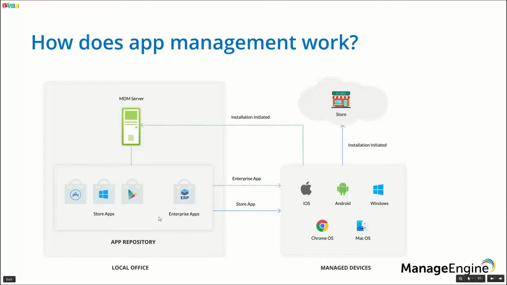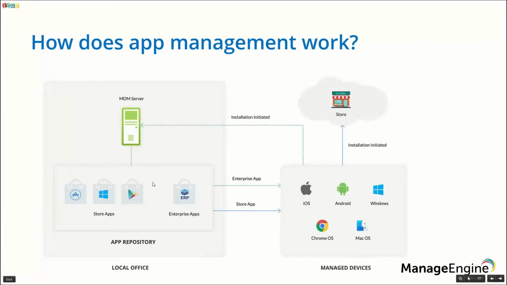And when you distribute a Play Store application, the apps will be downloaded from the appropriate store location. So for iOS, it goes to the Apple Store. For Android, it goes to the Play Store likewise. And if it is your own enterprise application, the apps will be downloaded from the MDM server.